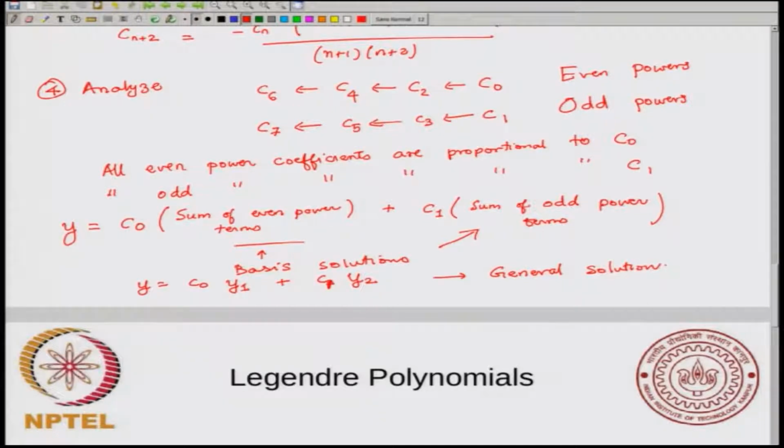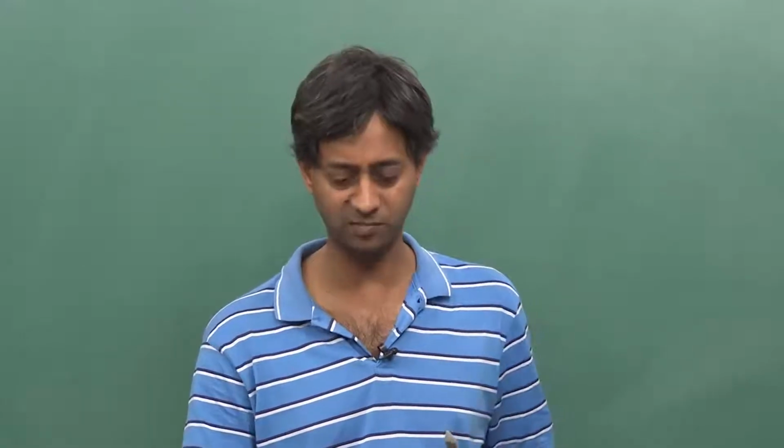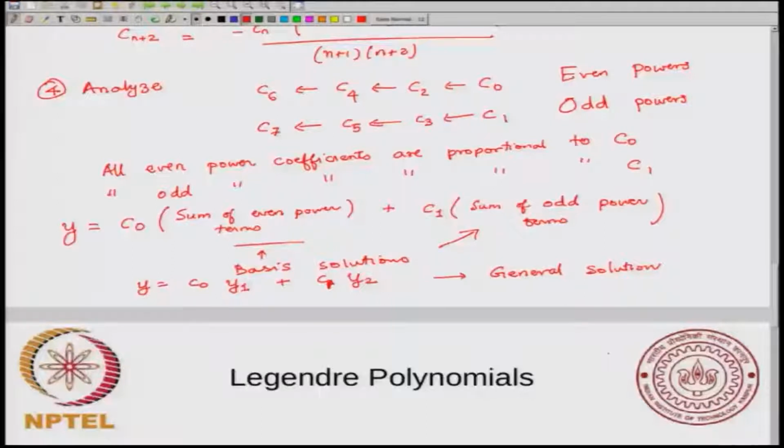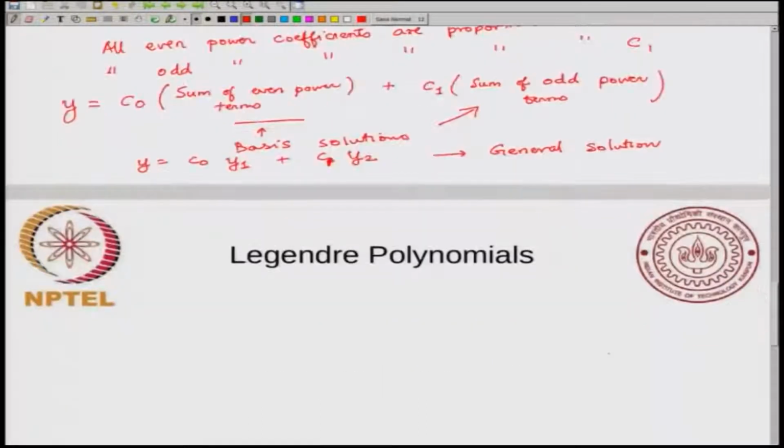Okay. Now what we will do is we will just analyze this a little more. In terms of the method, this is how you use the power series method, and C0 and C1 are two arbitrary constants, and essentially you are done. Okay. Now what we will do is we will just look at the properties of these general solutions.